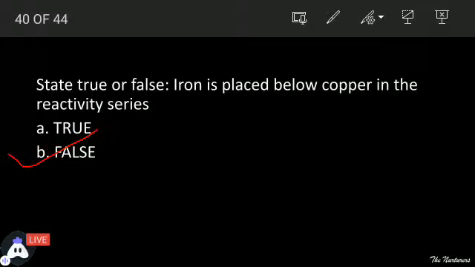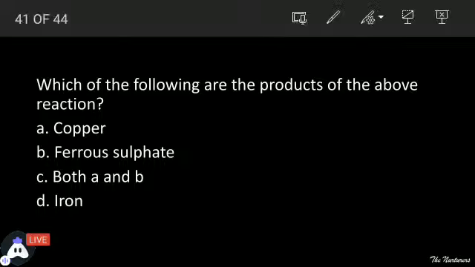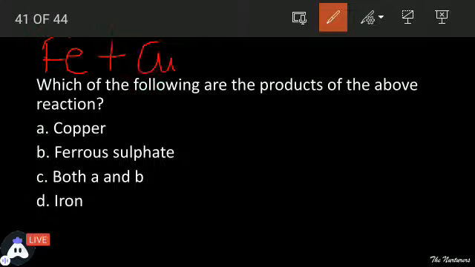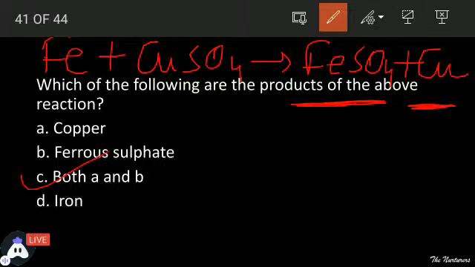The next one, which of the following are the products of the reaction? What are the products of the reaction? So what was the reaction that occurred? The reaction that occurred was iron, when reacting with copper sulfate, gives the product iron sulfate FeSO4 plus Cu. So what are the products? There are two products, that is iron sulfate and copper. So the correct answer of the products would be the C one, that is both A and B.